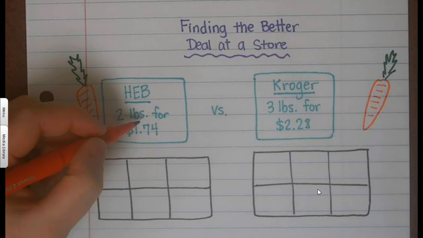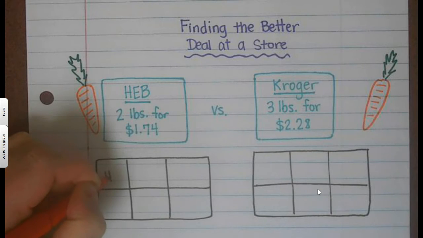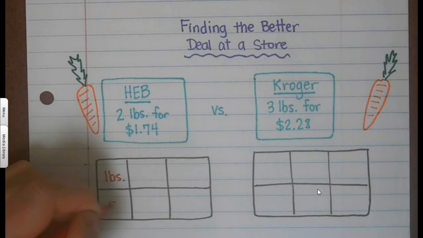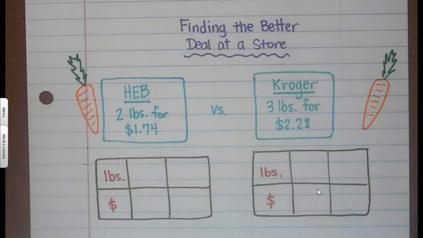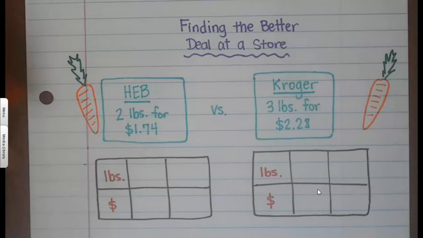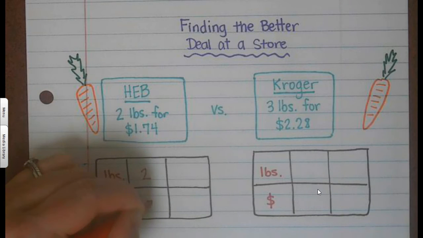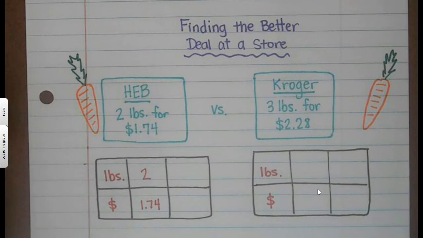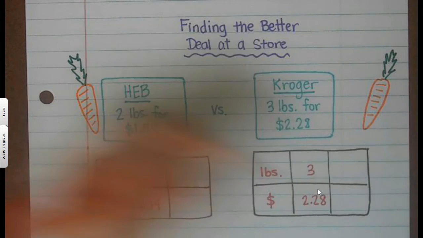So if you think about this problem, we're talking about pounds and we're talking about dollars. So we're going to have pounds and dollars as our labels. The reason we use 2 boxes this time is because we need 1 box for HEB and we need 1 box for Kroger. So HEB has 2 pounds for $1.74, and Kroger has 3 pounds for $2.28.